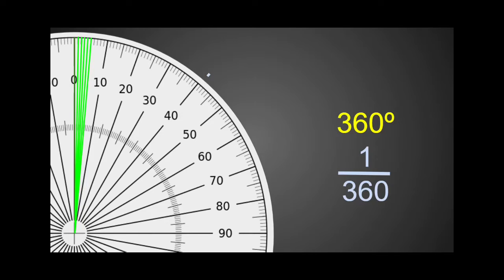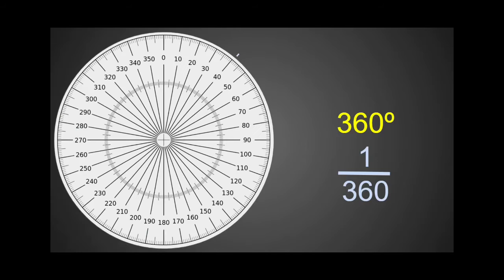Can you imagine if this was a pizza and you were getting a slice that was 1 degree big? It would be a tiny slice. But in this case, those tiny slices mean that we have a more precise measurement. They help us out. So if we zoom back out again, let's take a look at 90 degrees.